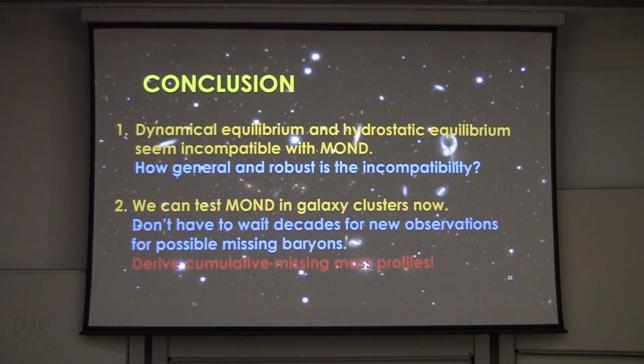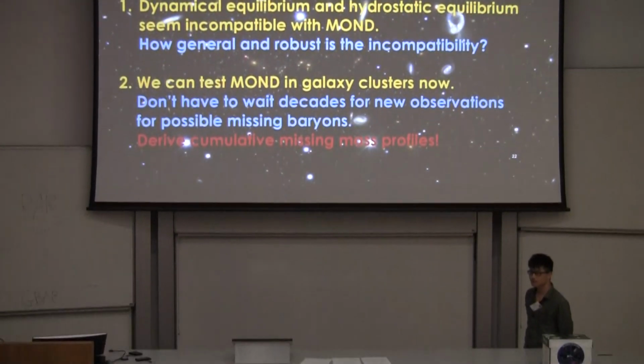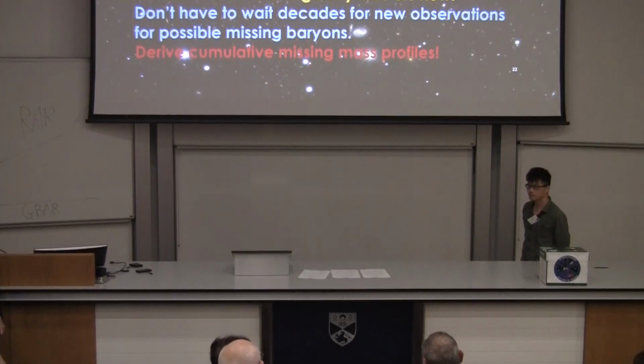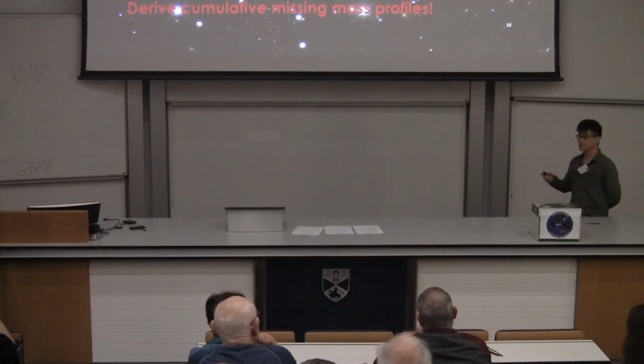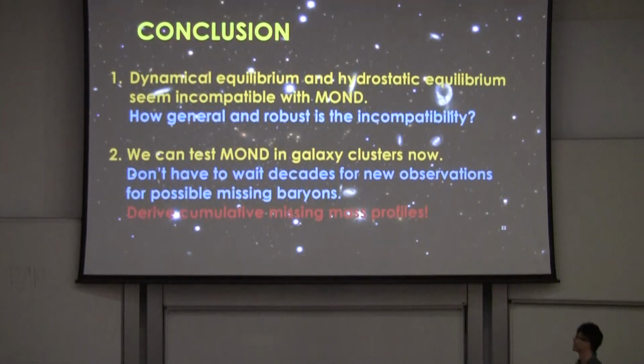What will happen if you change some parameters in the MOND model, say A0, take it as a fitting parameter? Will it work? You want to increase it or decrease it? Whatever. You tell me. Okay.